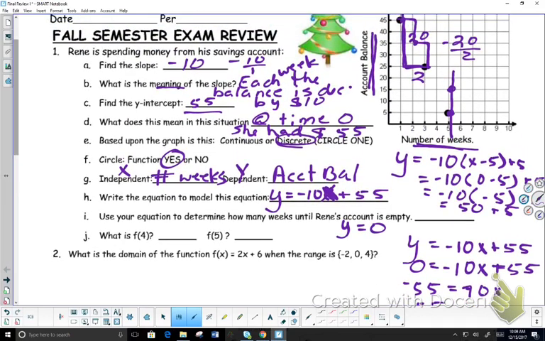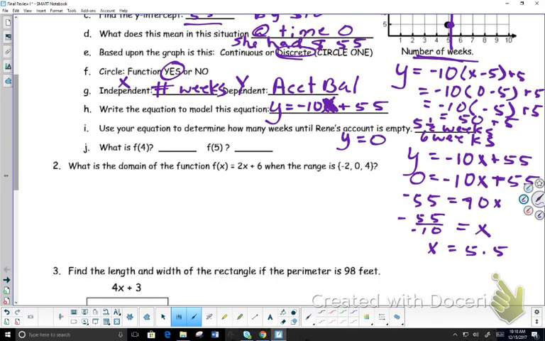Since based on the graph, everything appears to be a whole number, you could see this written 5.5 weeks. Well, that's certainly possible because I could go in the middle of the week. But if it were multiple choice, another possibility that you might look for is at week 6 is when it would be actually empty. Okay? So just pay attention to what the question's asking.